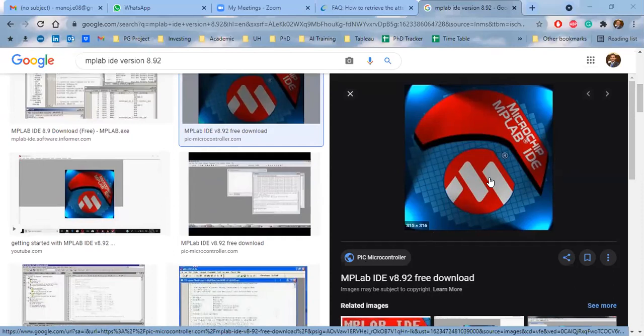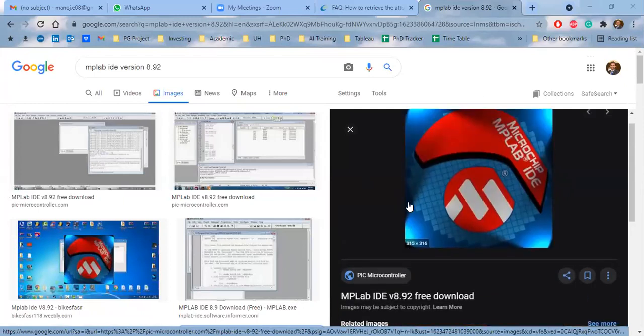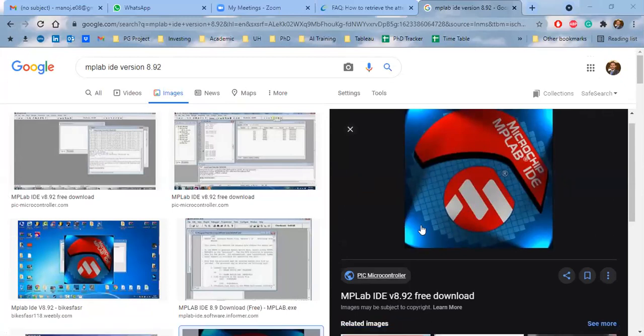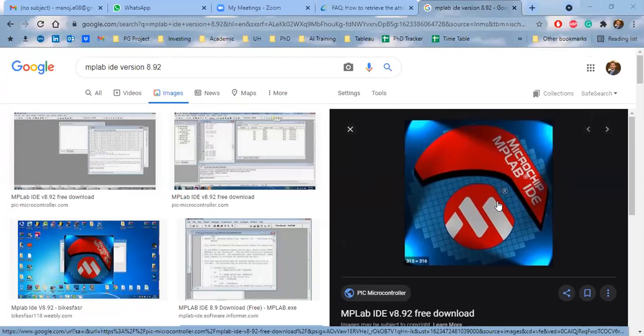There's another MPLAB version, but I'm not familiar with working with it, and this one will give you a good understanding of how to work with Microchip. You may have heard of the PIC microcontroller. They are manufactured by Microchip, and this is their software, so we can use it. The red and blue logo is its logo. Install this one on your laptop or desktop, so the next time we can work with it. That is one software.